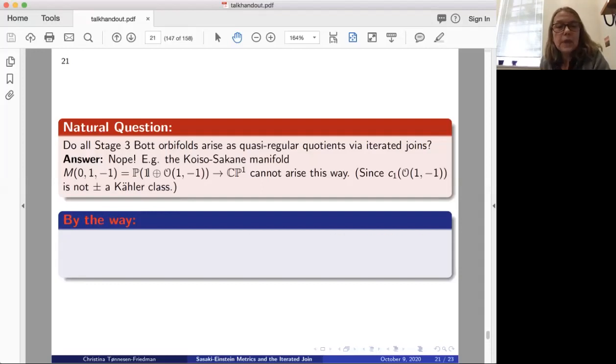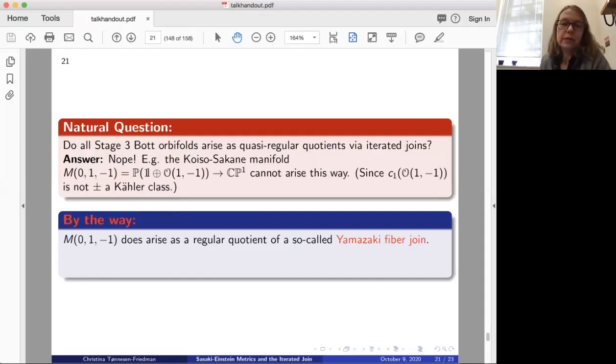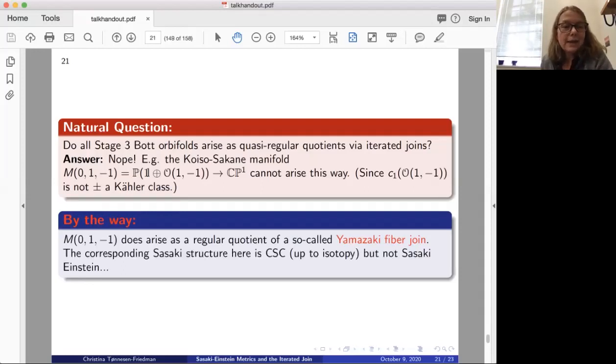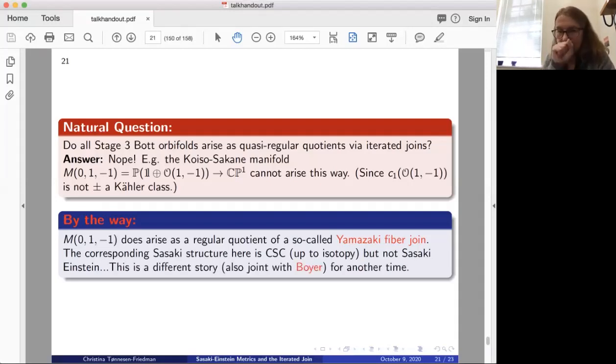But, just as a by-the-way, we can have it appear as part of the Sasaki story. Recently, Charles and I saw that it turns out to be a regular quotient of a so-called Yamazaki fiber join, which is a different construction. It's not the join I'm talking about here. Sadly, the corresponding Sasaki structure that it pops up as is not Sasaki-Einstein. It's one of the CSCs. There are many of those on this manifold, and it's one of those. But that's a different story. And again, this is joint work with Charles Boyer.